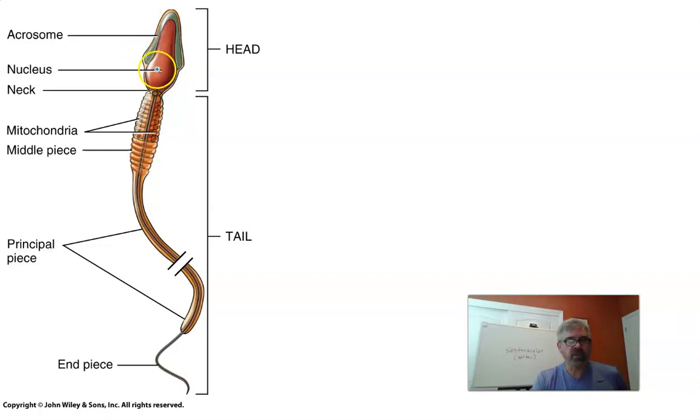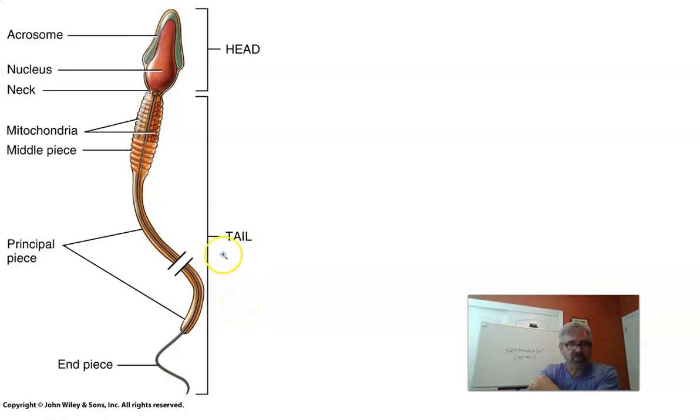And then it's mostly covered by what looks kind of like a gladiator helmet. Doesn't that appear like a gladiator helmet right there? The name of that is the acrosome. So the acrosome covers the head and protects the head of the sperm cell. The acrosome is a specialized lysosome, has enzymes in it which help aid in penetrating the mature egg. So it aids in helping fertilization occur. And then the rest of this is referred to as the tail.